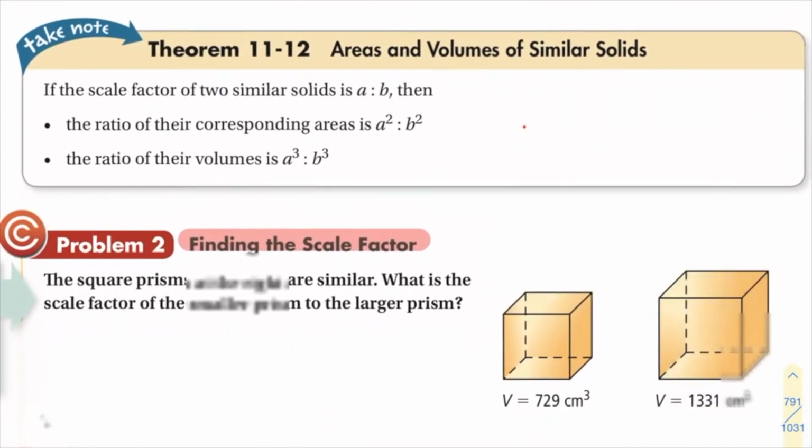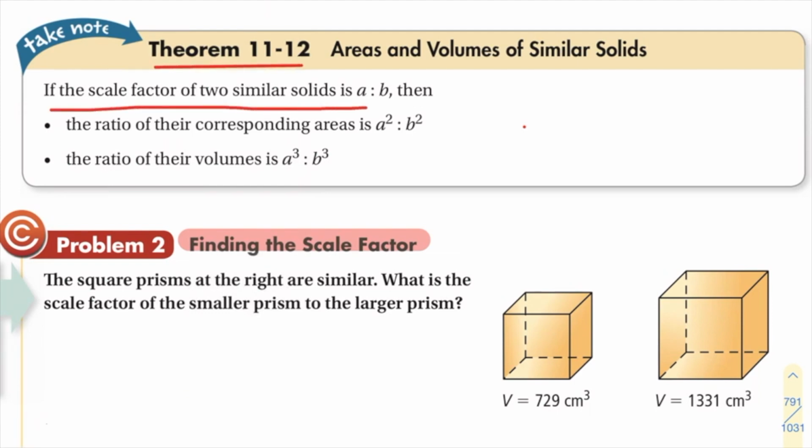So just as I talked about earlier, this theorem, 11.12, simply identifies how those different types of measurements correlate with one another. So if we're talking about scale factor or linear measurements, it's an A to B factor. If we're comparing areas, it's an A squared to B squared. And if we're talking about volumes, then it's A cubed to B cubed.